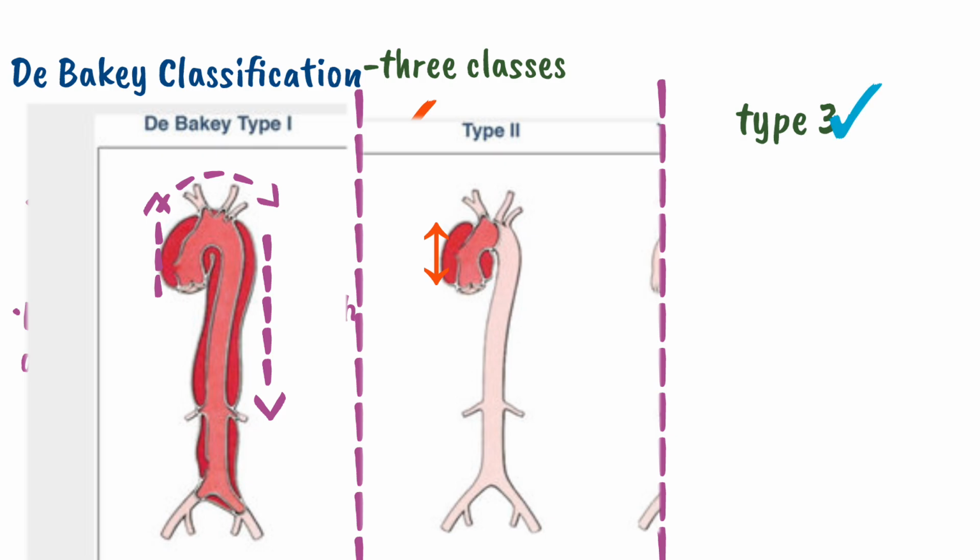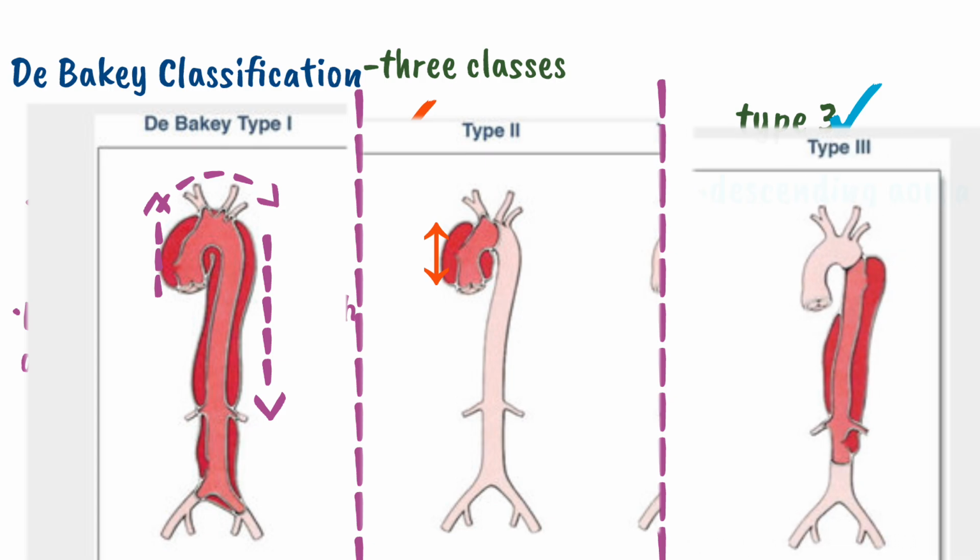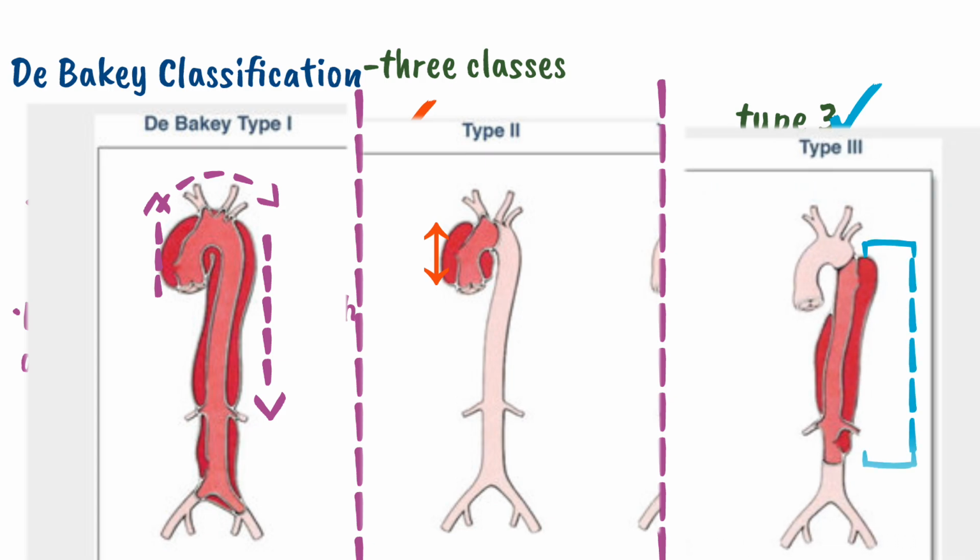In Bakey's type 3, there is an involvement of the descending aorta. If we look at this diagram, the area which is distal to the left subclavian artery, if this area is involved, it is called Bakey's type 3. In Bakey's type 3, the aortic dissection may extend proximally, may involve the arch of aorta, but most commonly it extends distally, but it will never involve the ascending aorta. It was all about the Stanford and the Bakey's criteria.